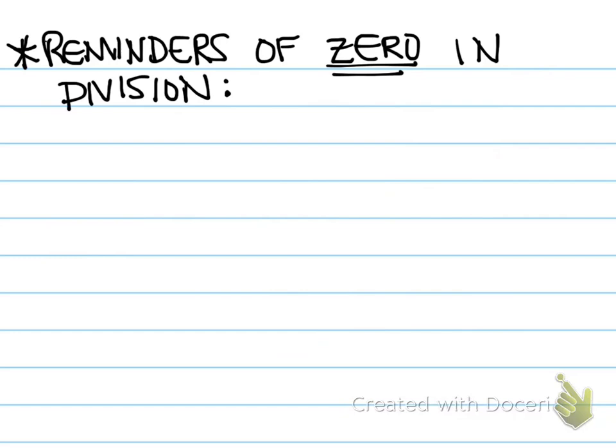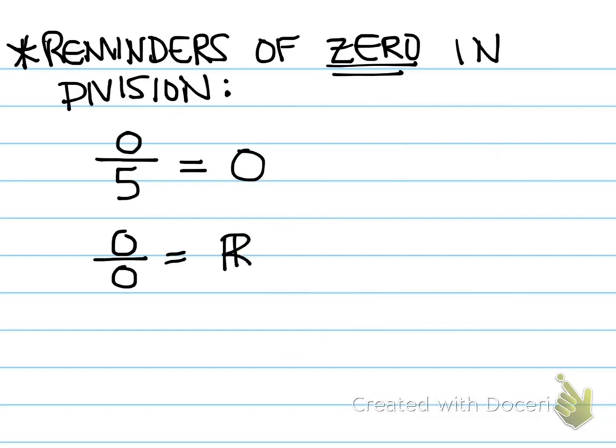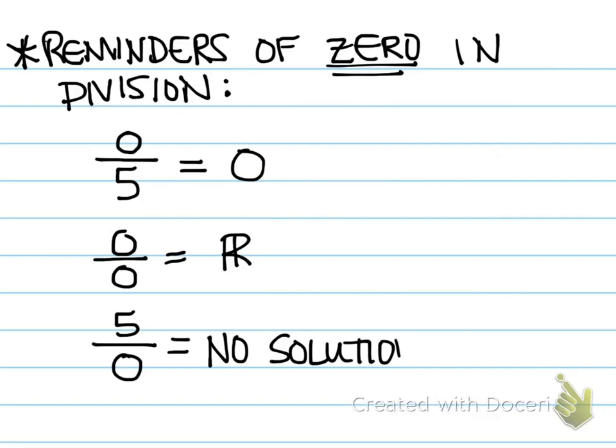Alright, before we move on to our last example, I just want to do some reminding of what 0 does when we're talking about division. So if you remember, if we have 0 divided by 5, that's always going to be 0. If we have 0 divided by 0, that's all real numbers. And if we would have a number divided by 0, that is no solution. Math blows up. If you type it in your calculator, it'll give you an error. So just remember that anything as a denominator can never ever be 0 in math.